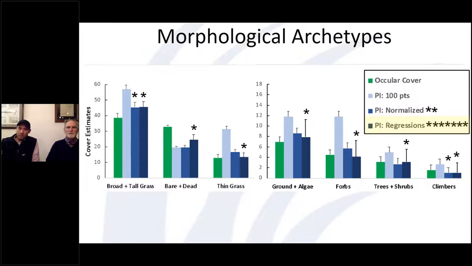I do want to note that the normalized data transformation in two instances was tied with regressions for being as close statistically. And we looked at this using a two-way ANOVA. We looked at this using a paired t-test. And it's important to note that this isn't perfect. There are still some major differences in a couple of categories, the two on the far left, broad and tall grass, and bare and dead. So yes, we can make these two data sets talk to each other better, but it is still better to use the same method. And with that, I'm going to kick it over to Dave to talk about results.